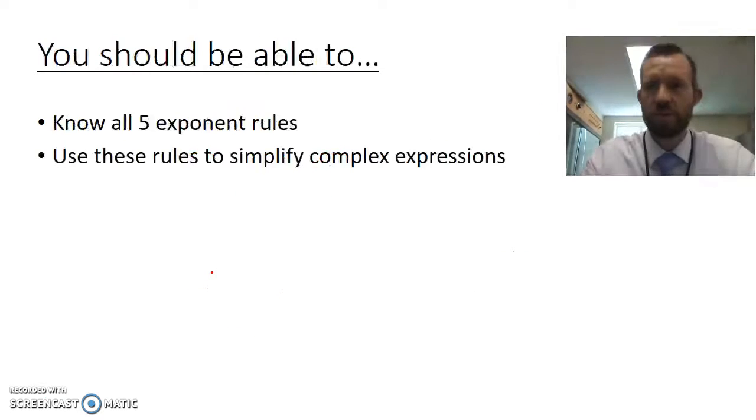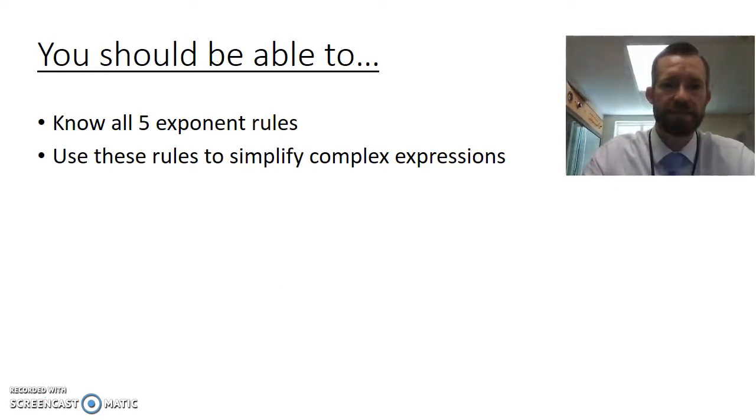Okay. You should be able to know all the exponent rules. You should be able to use these to simplify different complex problems like we just did. And if you can do that, you're good to go. So good luck.